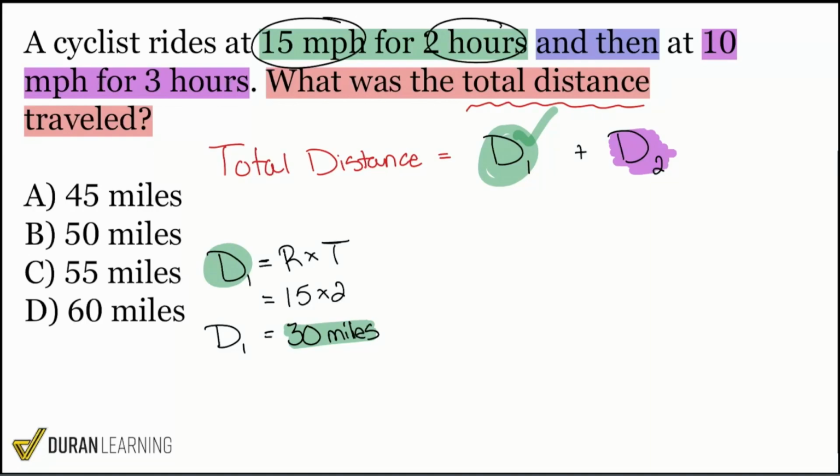We have the information. So here we are, distance 2, the second distance, that's going to be equal to the second rate times the second time, and that's right here. That's going to be the 10 multiplied by the 3, and that's going to give us 30 miles as well. So that's just a coincidence that there was both 30 miles. Maybe he was going to the beach and coming back, right? But that's neither here nor there.